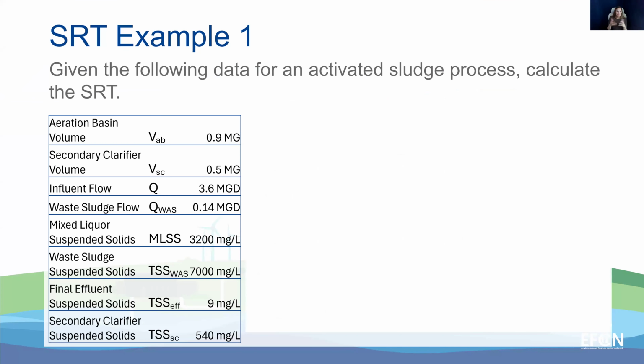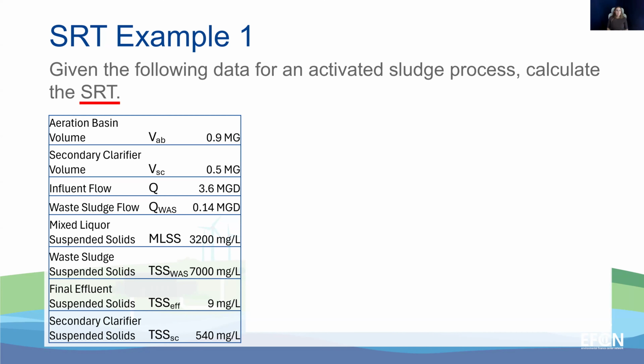So this is what an example of that might look like. We might be given the following data for an activated sludge process and be told to calculate the SRT. As you can see, we have a nice long list of data on here, and we have to understand where each of these data points might go in a formula. Before we jump into it, we're not going to need any conversion factors. I did this example just so we can plug it straight into our equations.